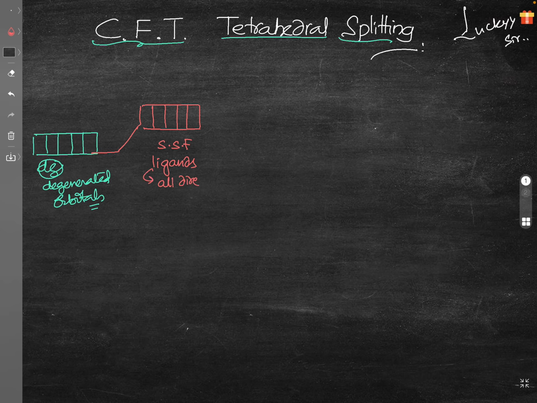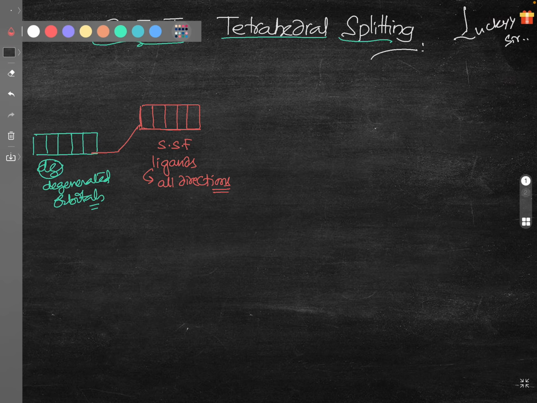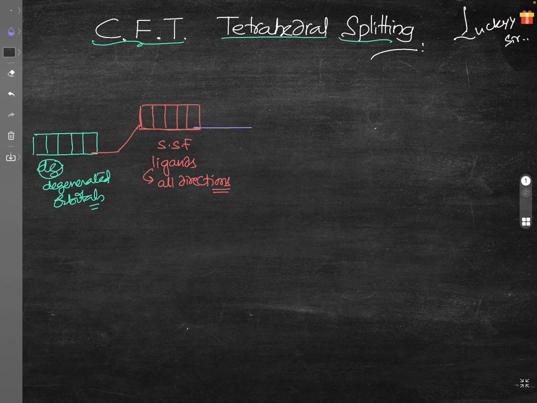When ligands are coming in all directions, all orbitals' energy will be increased. So we are taking it a little above. It has no practical use for us, so don't worry about this. Now it will split further. Tetrahedral splitting, we are saying. Tetrahedral splitting means coordination number 4. When coordination number 4 is there, it will split in this way.